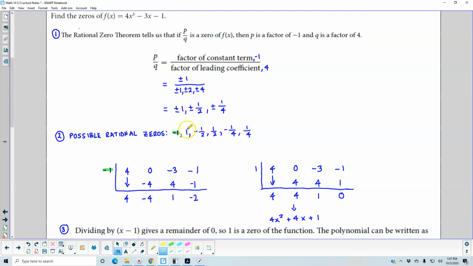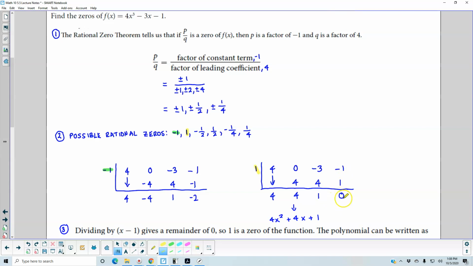Now let's try positive 1. We try positive 1 and we repeat the synthetic division. We're going to bring down the 4. 1 times 4 is 4. 0 plus 4 is 4. 1 times 4 is 4. 4 minus 3 is 1. And 1 times 1 is 1. And negative 1 plus 1 gives us 0. So here we have a remainder of 0.